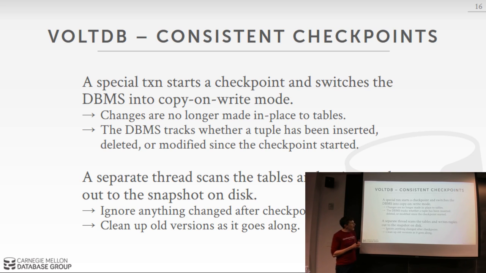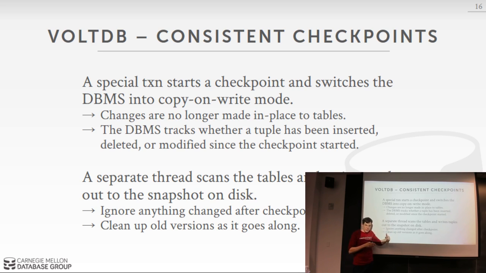And then anytime a transaction updates a tuple, instead of overwriting the existing one, it just makes a new version of it. It doesn't have to create a version chain like you do in MVCC. All the pointers in your index will now point to the new version, and you'll never be able to see the old version. It's just that when the checkpoint thread is doing a sequential scan, it'll find the old version that it wants, and it can ignore the newer versions. So in this environment, it's essentially a two-version system.